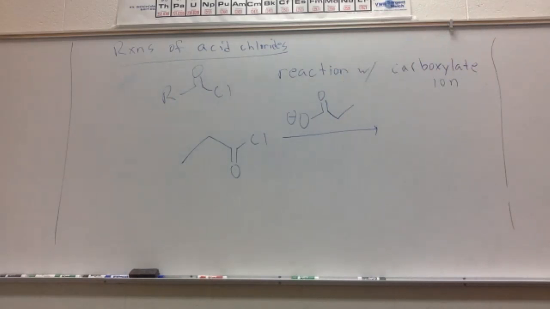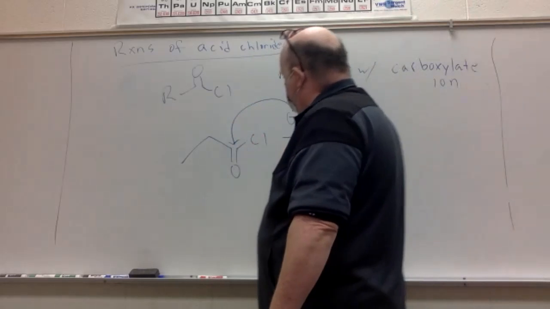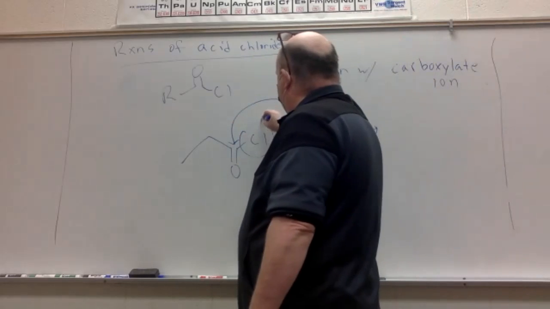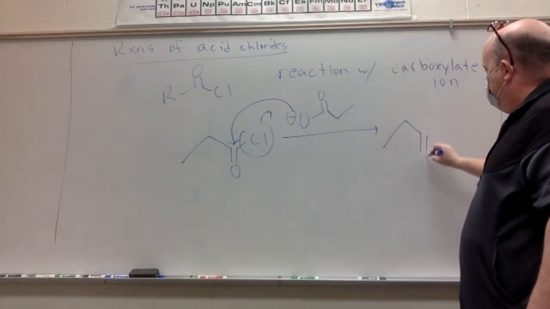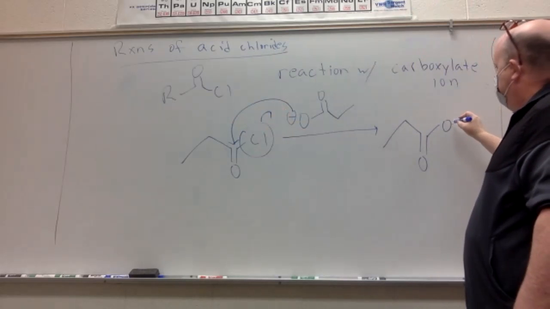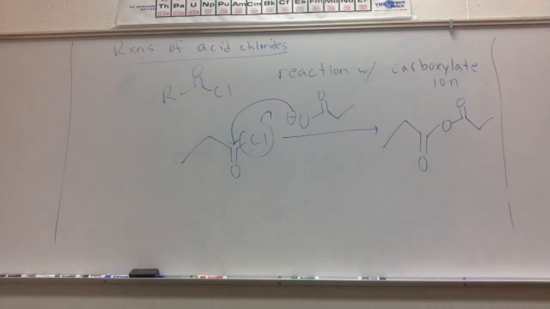Let's see if we can predict the mechanism of this. No joke, it's going to be very, very straightforward. What do you think is going to happen here? The O minus is going to attack the carbonyl carbon, and the Cl minus is going to leave. Exactly. And that's it. That's literally all that happens. Isn't that an awesome mechanism? Quick and easy.